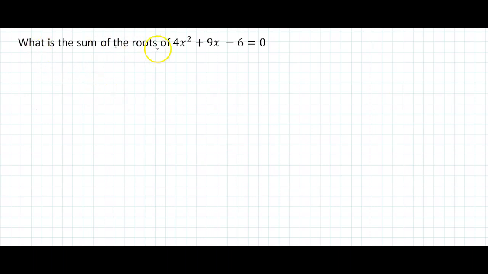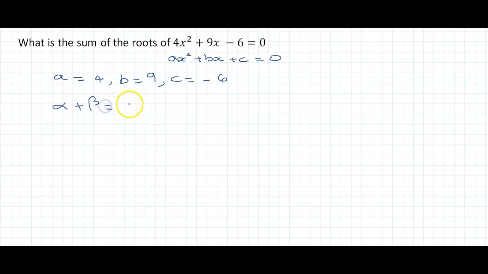So what is the sum of the roots of 4x squared plus 9x minus 6? So what we're going to do is we're going to write this as ax squared plus bx plus c equal to 0. So I'm going to say a is equal to 4, b is equal to 9, and c equal to -6. So the sum of the roots, so let's call it alpha plus beta, is -b over a, which is going to be -9 over 4. So this is going to be the sum of the roots of this quadratic equation.